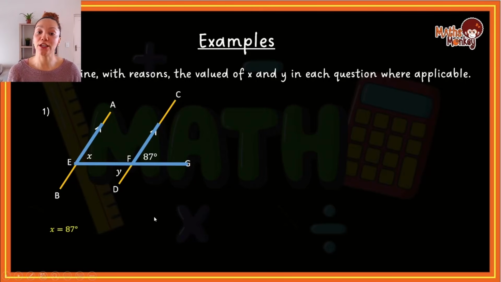Therefore, x is equal to 87. Again, what must we do? We add our reason: corresponding angles, and AB is parallel to CD. Okay, now we have to find y.